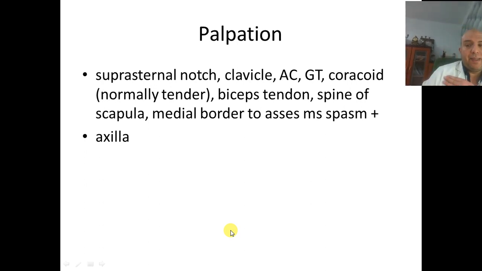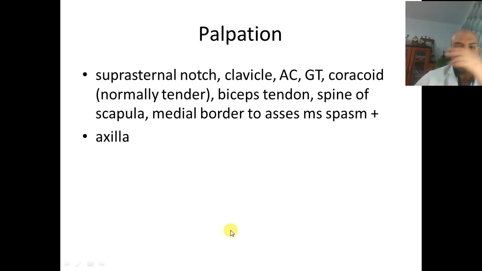Then the biceps tendon is between the GT and the lesser. If you do external and internal rotation of the shoulder, you will feel a cord-like structure in the groove between two prominent bones. This is the greater, and the inner one is the lesser, and the biceps tendon is in between.